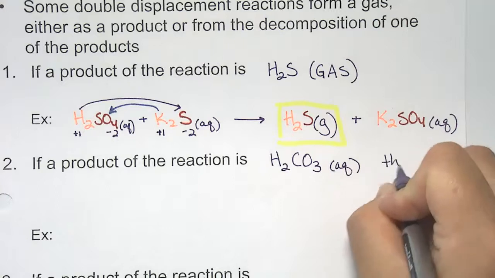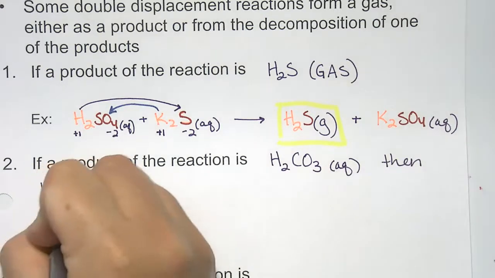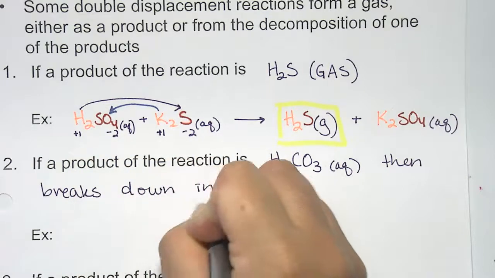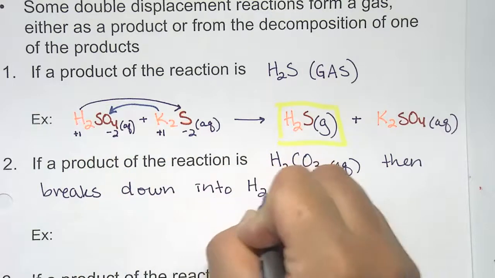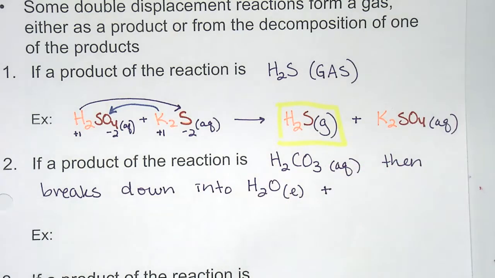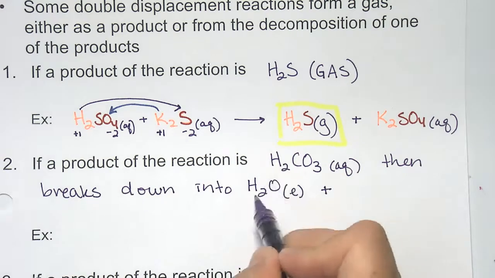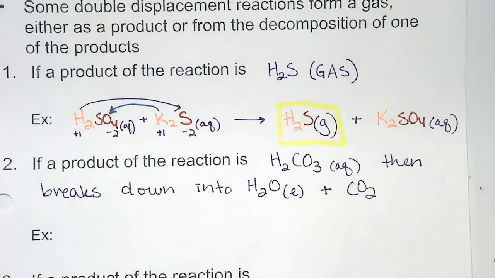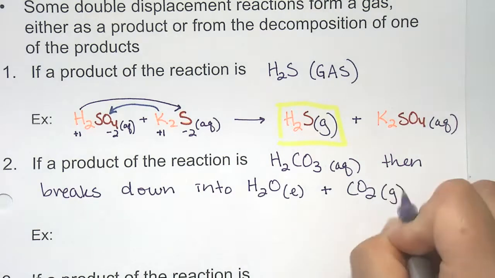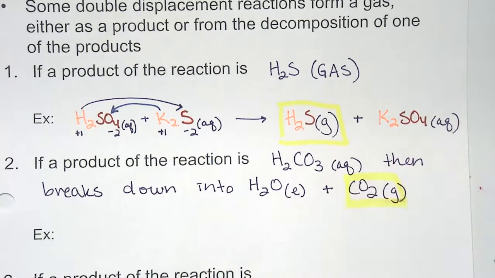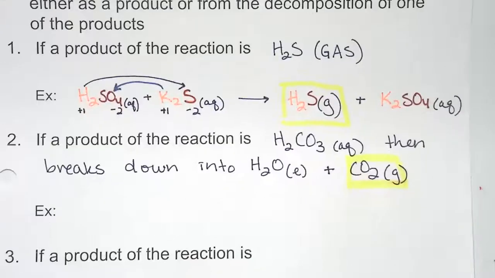H2CO3 then breaks down into water, which we know is a liquid, plus what atoms remain? If we take out, very good, CO2. And what do we know about CO2? That's our gas, okay? And so because we make CO2, that is our gas. So let me give you an example of how you might see that.